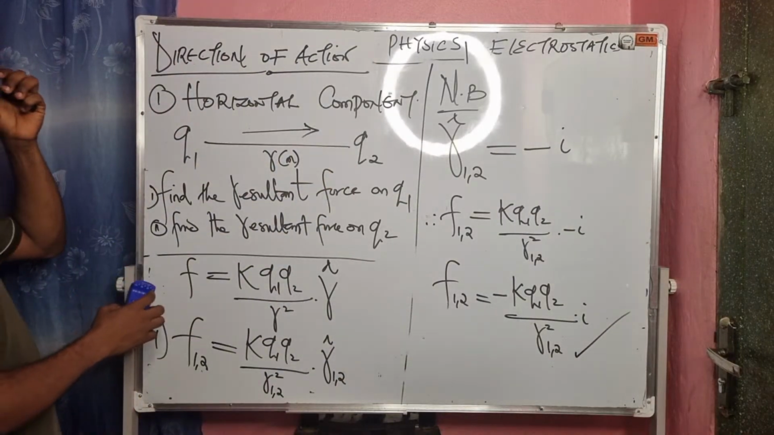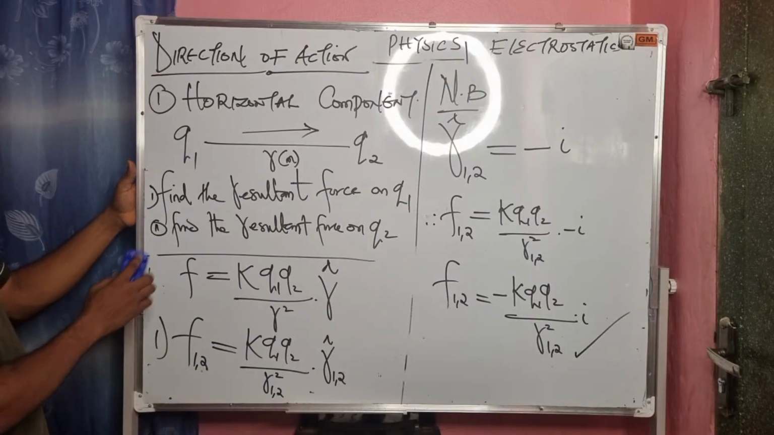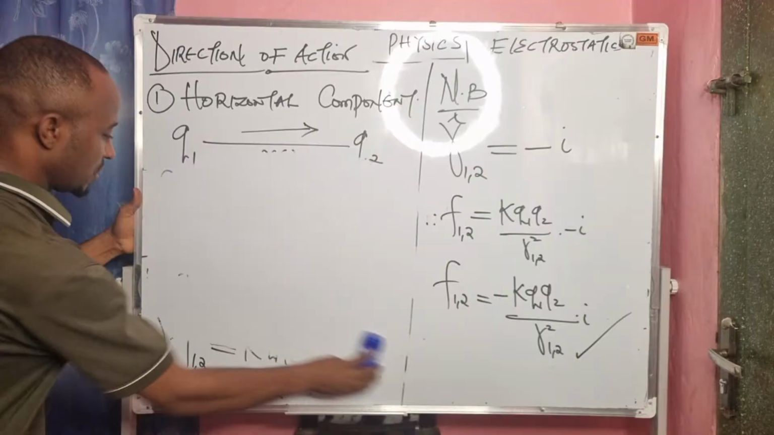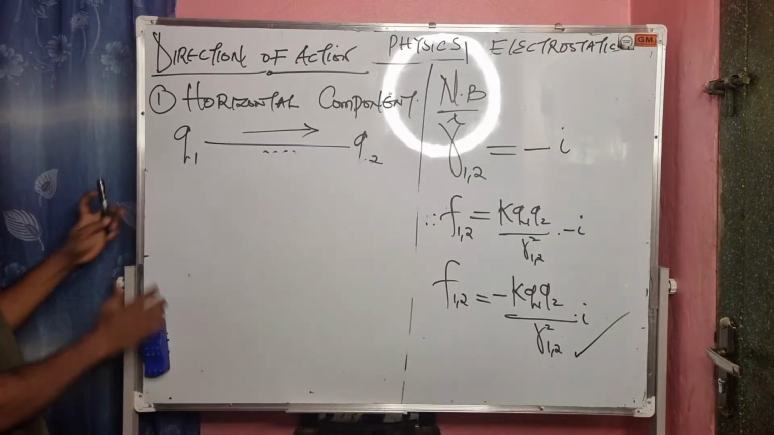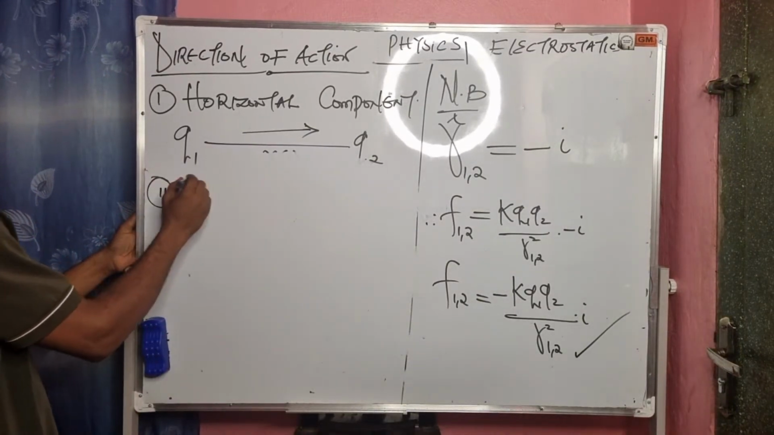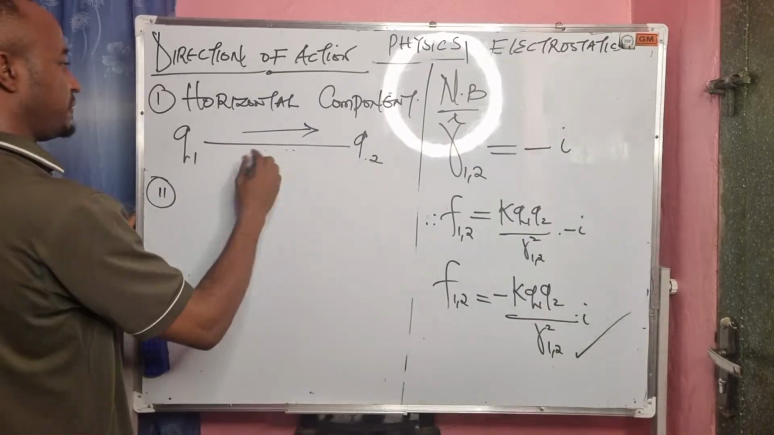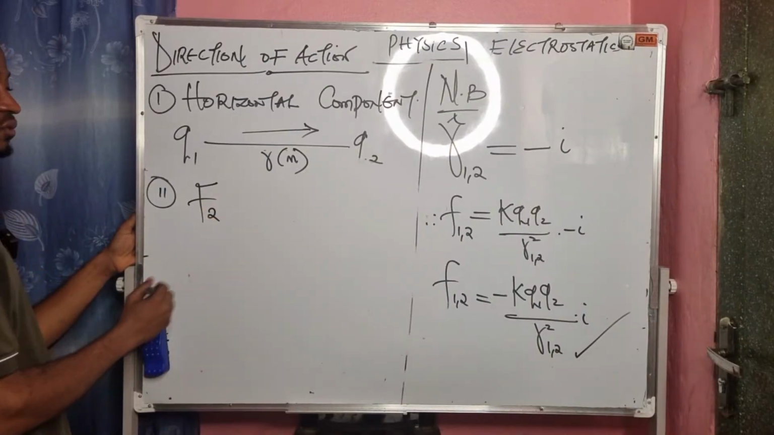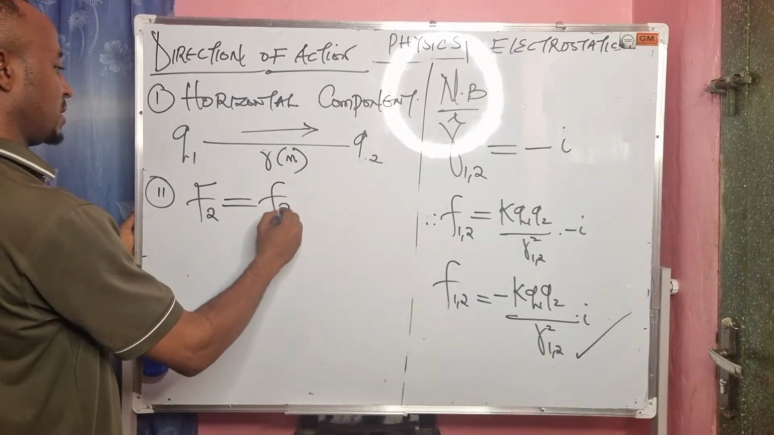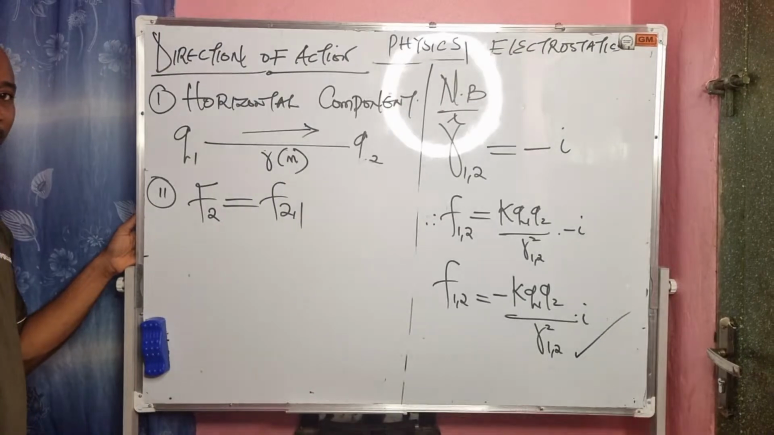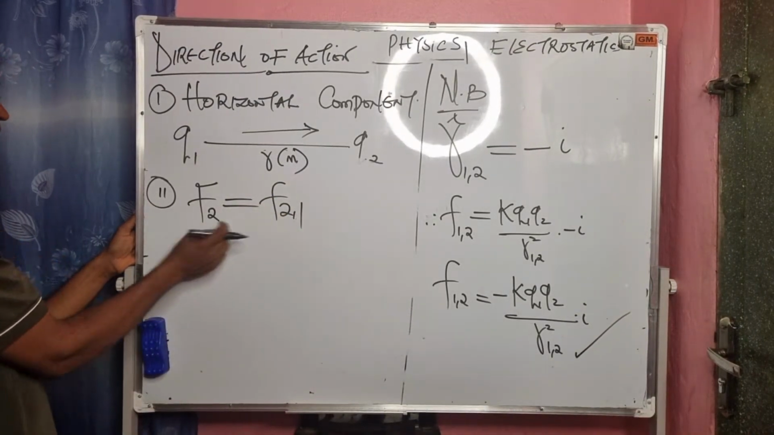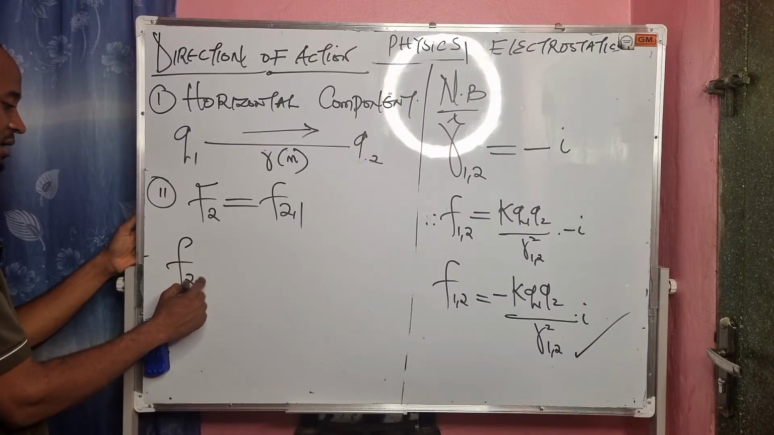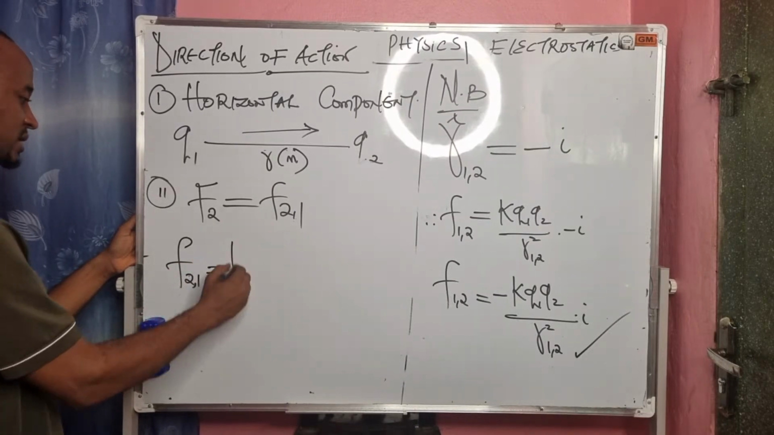Now let's look at number 2. The resultant force on Q2. What do you think that will be? We also find the force on Q2. The force on Q2 is F2, which is the same as F21, meaning from 1 to 2. And that will give us what here? Our F21 becomes what here?